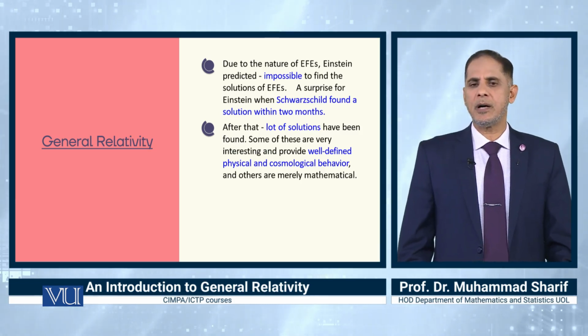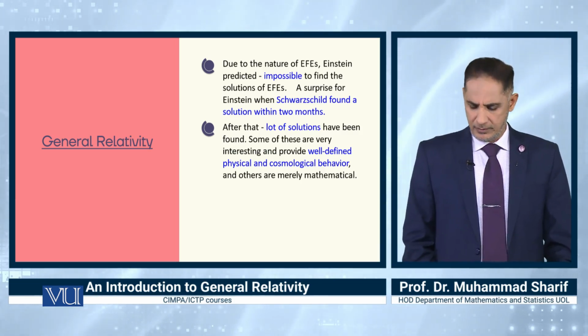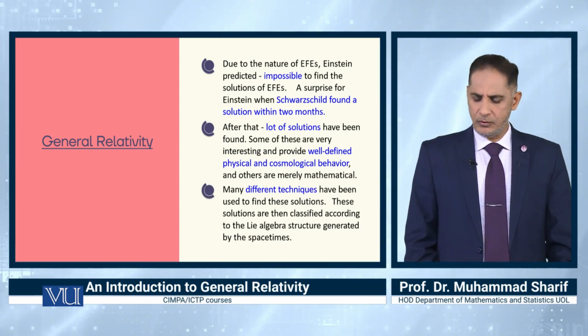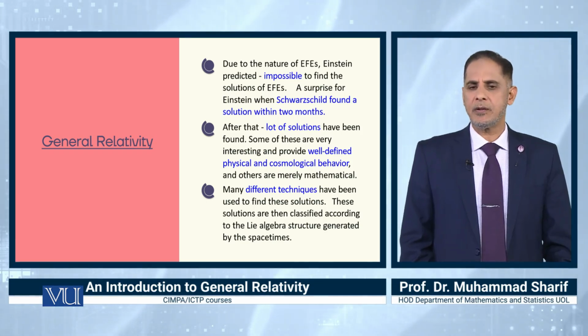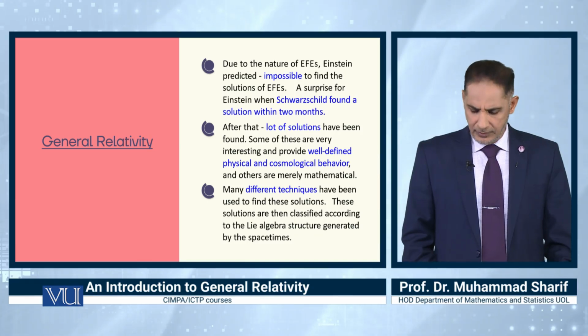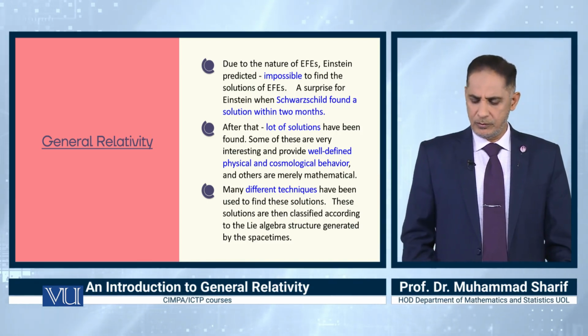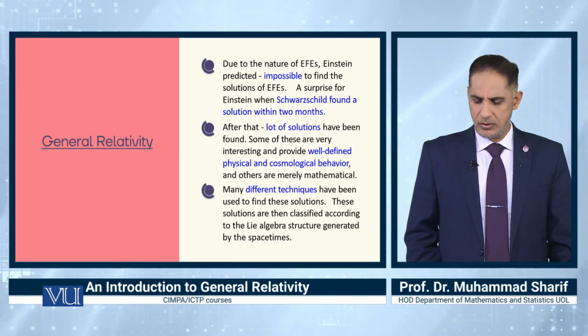Some of these solutions are very interesting and physical, but others are only of a mathematical nature. Many different techniques have been used to find these solutions. Then these solutions are classified according to a Lie algebra structure generated by the space-time. As I discussed yesterday, the Lie algebra structure is about how to generate the generators, and then how we can check whether this algebra is closed or not. So these solutions can be classified accordingly, and many classifications are given in the exact solutions book, as I have mentioned in the list.